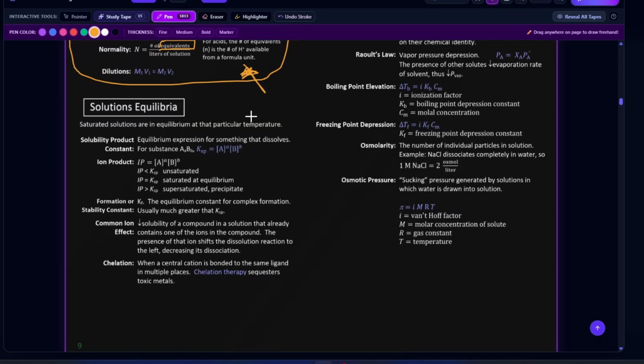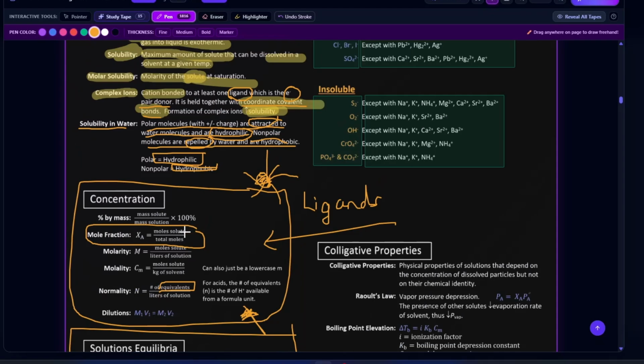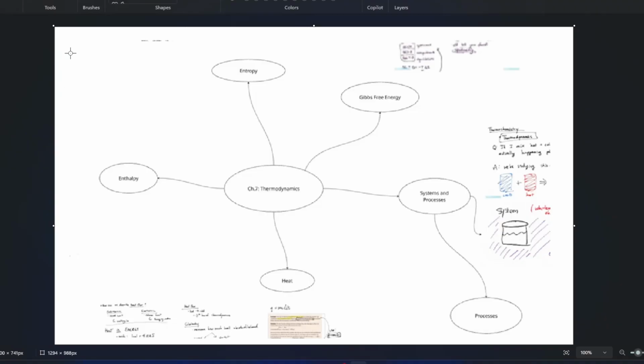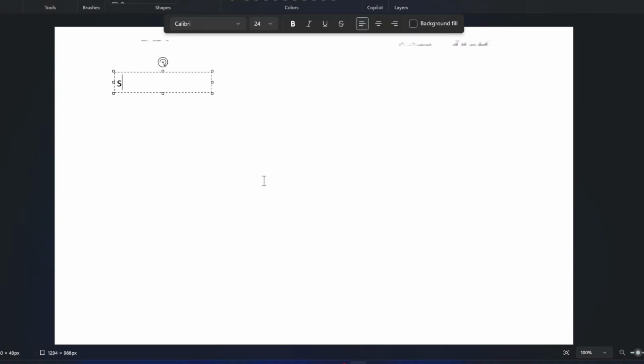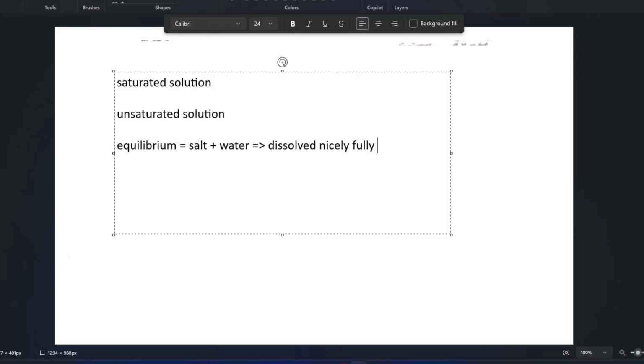Okay, and now we're looking at solution equilibria, which is basically where saturated solutions are in equilibrium at a particular temperature. I don't know why it's not even on here, but we should be going over what a saturated solution is, what an unsaturated solution is, and one at equilibrium. So equilibrium is basically you have your salt plus water, right? And it's dissolved nicely, fully. And then in a saturated solution, it's dissolved, but now you have too much salt.